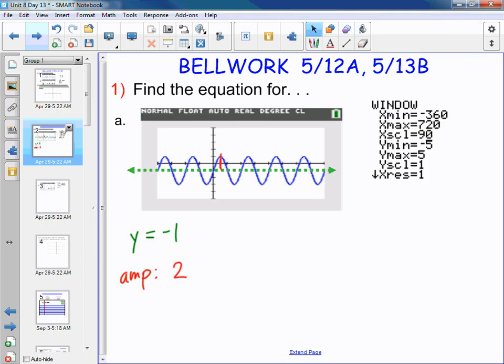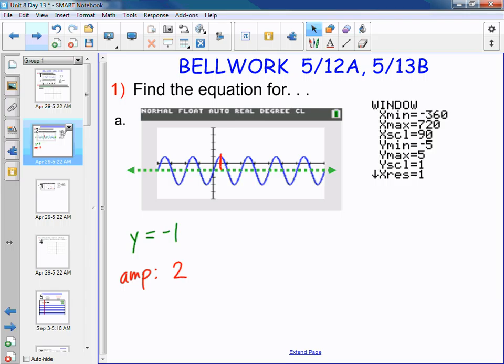So let's go ahead and go from key point to key point, keeping in mind that my window here is going to drive the process. If my x-min is -360 degrees, and I have 1, 2, 3, 4 tick marks on my scale there in the negative direction, we must be going by 360 divided by 4. Quarter periods is 90 degrees. So every tick mark here is 90 degrees.